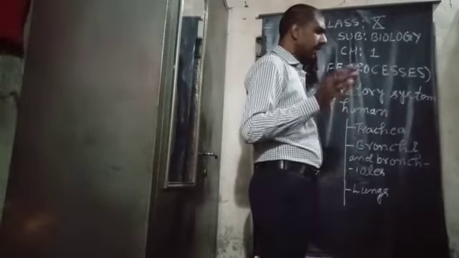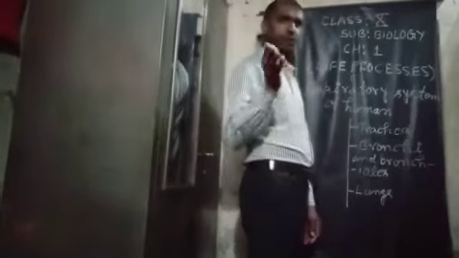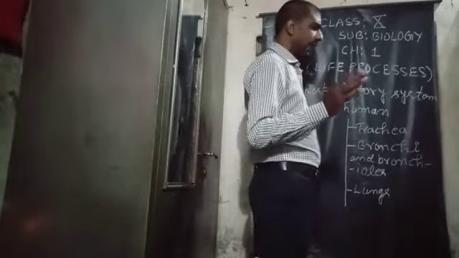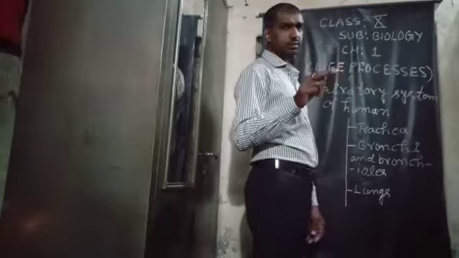The right lung is divided into 3 lobes, whereas the left lung has 2 lobes.